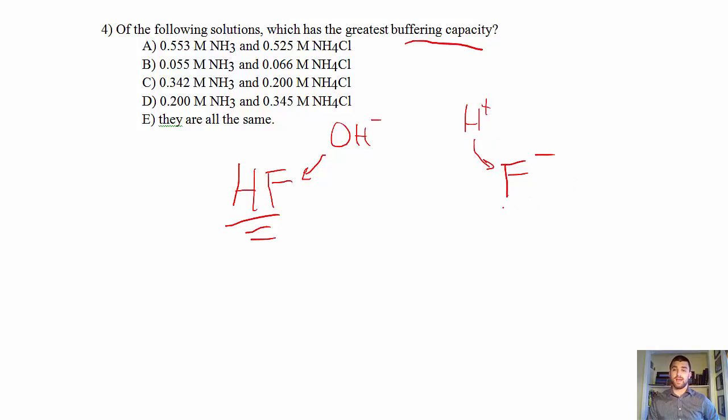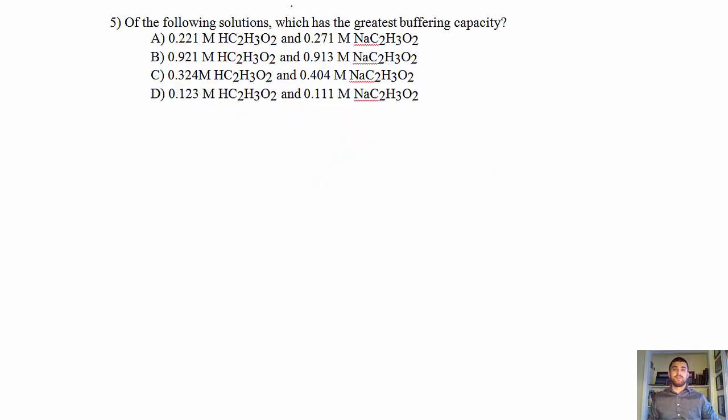So the more F minus I got, the more it can handle that. So we're really looking for the ones that have the most of both of those things. Comparing them, let's see which one has the greatest of both. A is the best answer, right? It's the biggest numbers for both the base and the acid. So that's it.